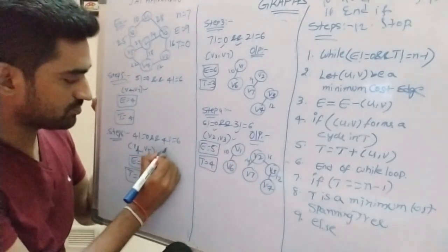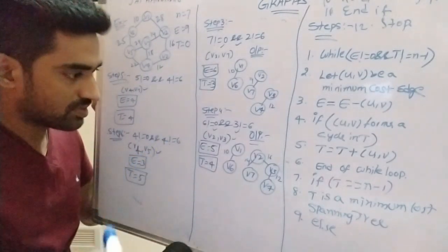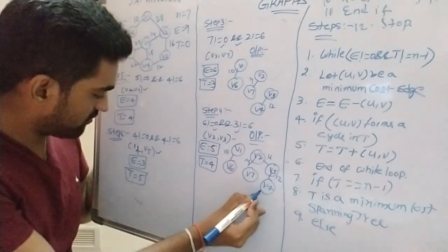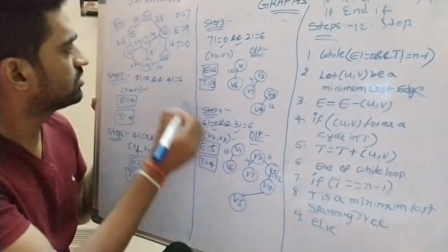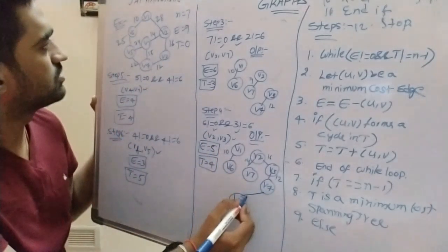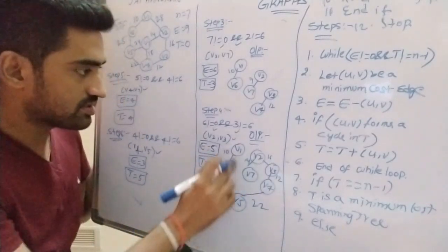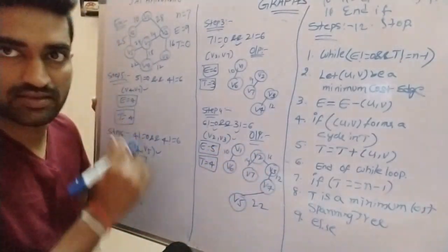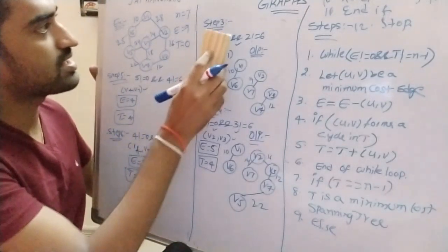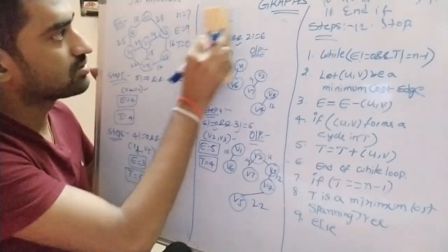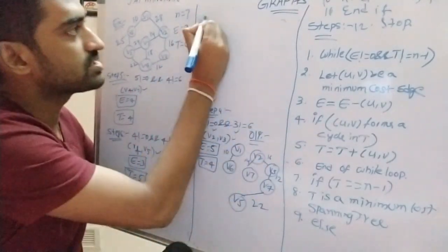So what is the output for this step? Here we are adding one more edge, that is V4 to V5. So what is the cost? 22. Right? So this is the output for step 6. After completion of step 6, we are entering into step 7. So in step 7, we are checking one more condition.